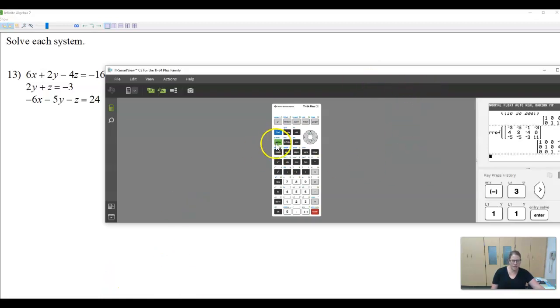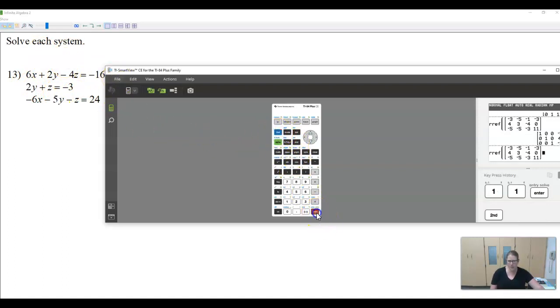Okay. So again, because I did a 3 by 4 matrix last time, I am just going to pull up the old one and enter new numbers. So I hit second enter. I'm going to use my arrow key, get over here, and place this number. So I'll need a 6. So 6 and 2 and -4, and then it equals -16.